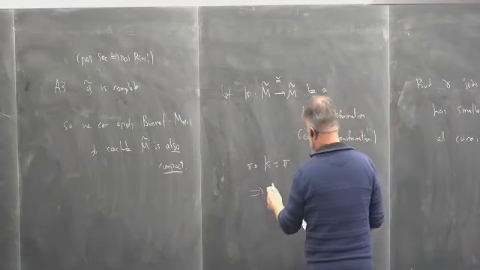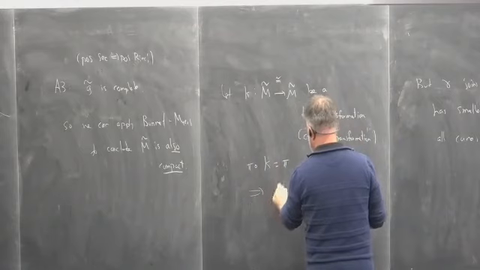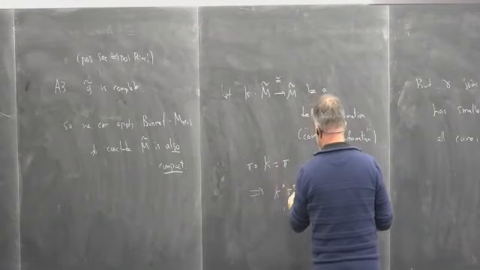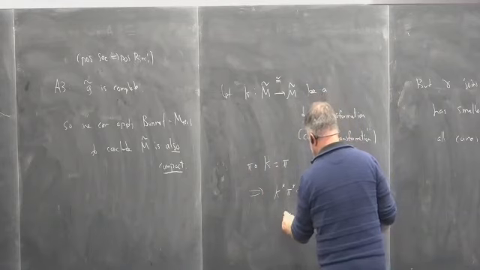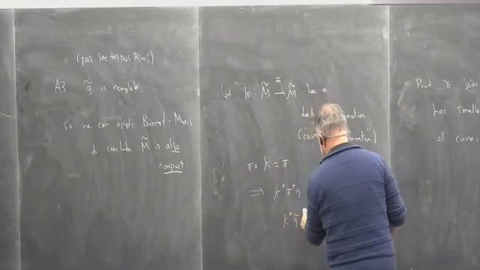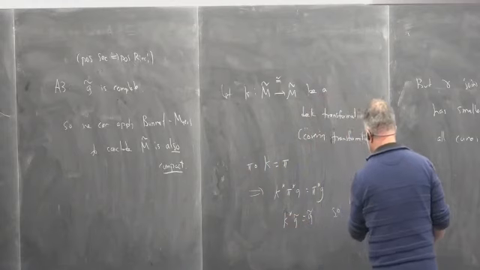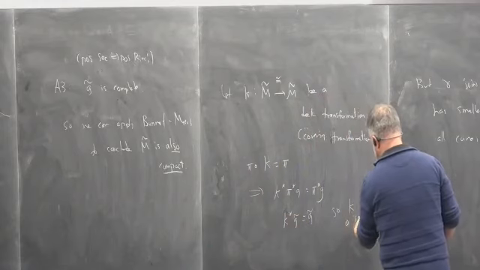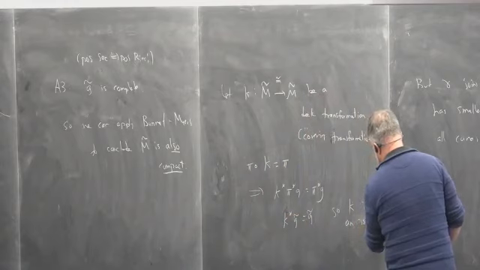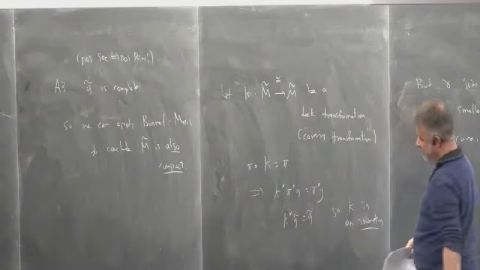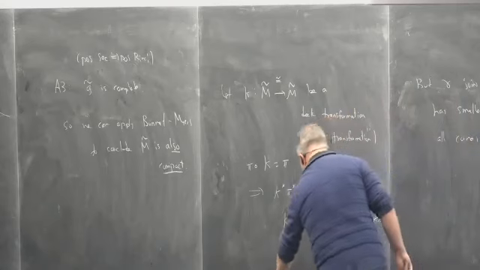And if I take pullbacks of this, I get K star pi star G is pi star G, which tells me that K star G tilde is G tilde. So K is a local isometry, is an isometry, because K is a diffeomorphism and it pulls back G tilde to itself.